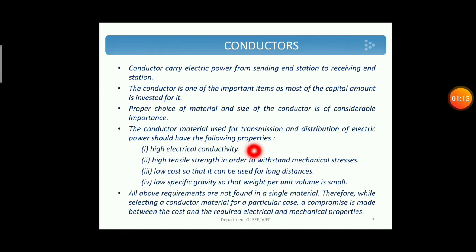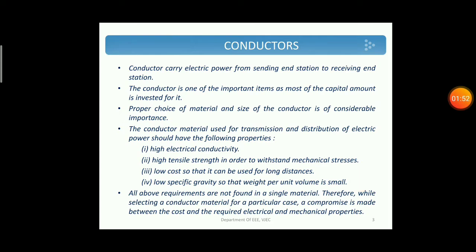The conductor material for transmission and distribution of electrical power should have the following properties. It should have high electrical conductivity or minimum resistance so that it can carry maximum current, and should be of high tensile strength in order to withstand the mechanical stresses. And as it is the main capital cost involved in the power system, it should be of low cost so that it can be used for long distances. And low specific gravity so that weight per unit volume should be small.